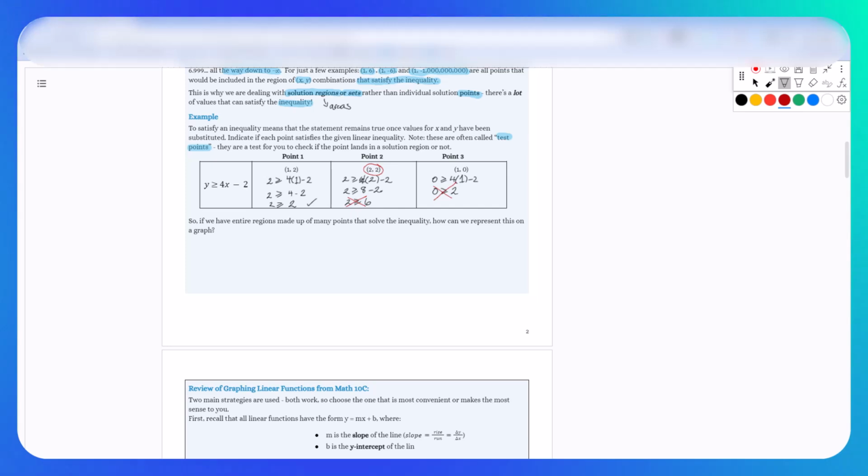So if we have entire regions made up of points that solve the inequality, how can we show this in a graph? Because before we used to show it in a graph by drawing lines or drawing a point. Well, let's look at that and see what we come up with.